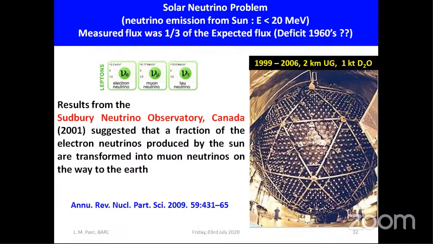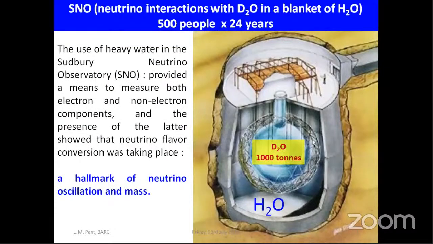So the Sudbury Neutrino Observatory suggested that a fraction of the electron neutrinos produced by the sun are transformed into muon neutrinos on their way to the Earth. And this was quite a big engineering feat, because about 500 people had been working for almost 24 years. On the right side there is the D2O, which is about 1,000 tons, and that is surrounded by H2O.